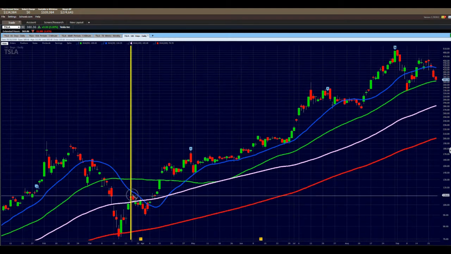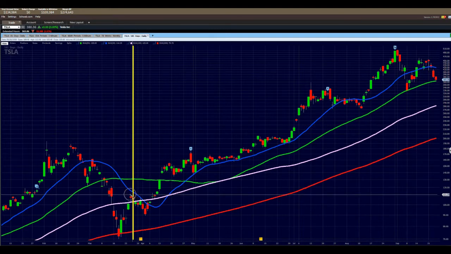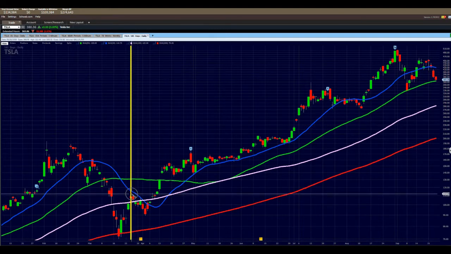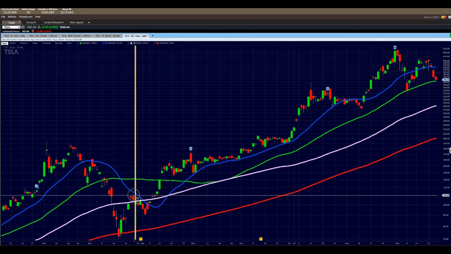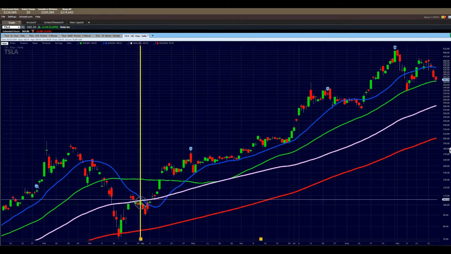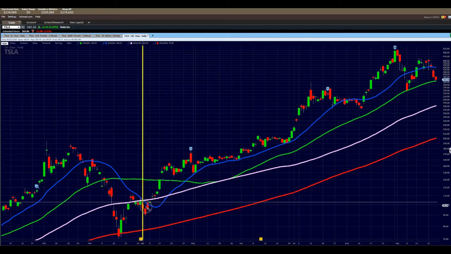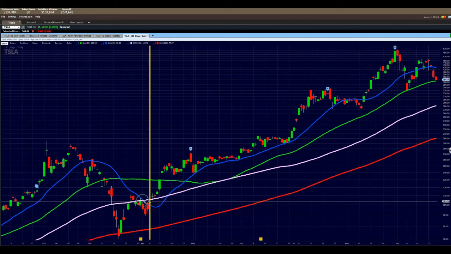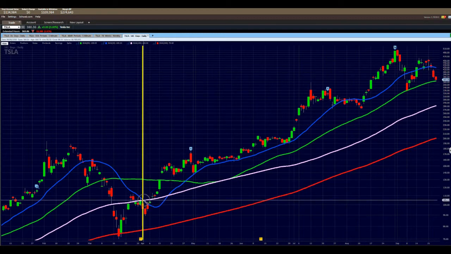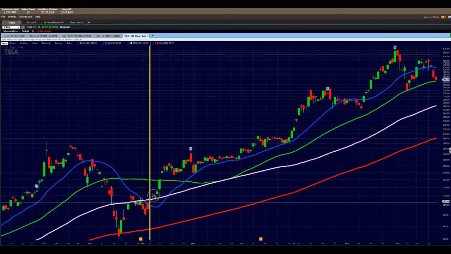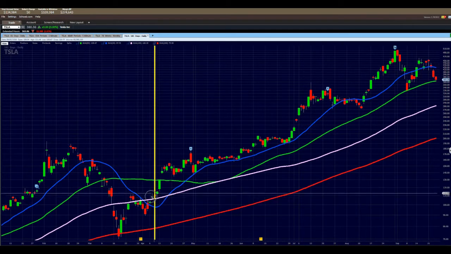It comes back to the 20. What did it do? Literally almost touching the 20. So it's basically just grazing the 20, down lower, grazing the 20, finally breaks it. Okay, and when it crosses, you can see the 20 and the 100-day cross here. When it crosses, this is a good buying spot again.